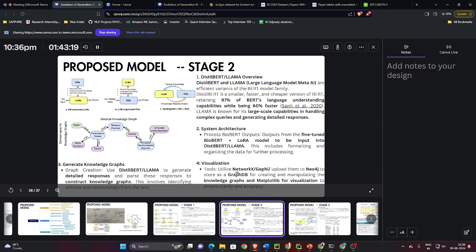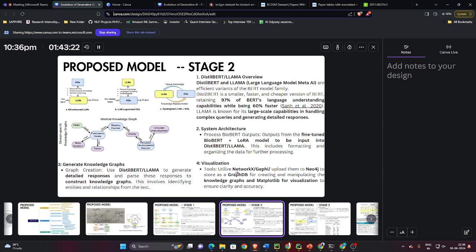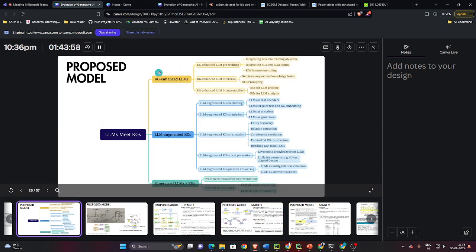Generating knowledge graphs and then finally using them for visualization by giving them to NetworkX or Gephi or uploading them. So step one, I think this is what you're saying, right? Steps 1, 2, 3 and 4, yes, four steps there. The four steps in stage 2. So system architecture, process bypass output from the fine tune. The left figure. Can you explain a little bit of the left figure? The upper one? Both. Just explain that.